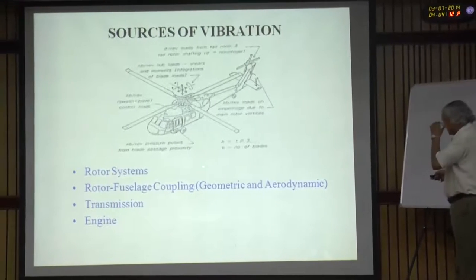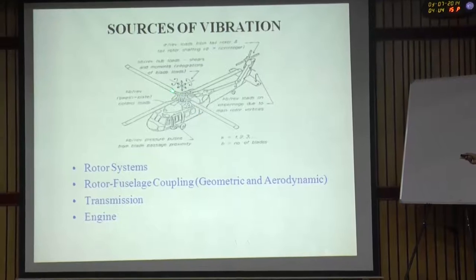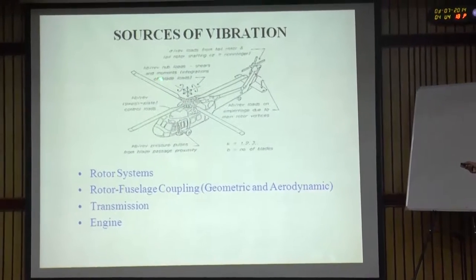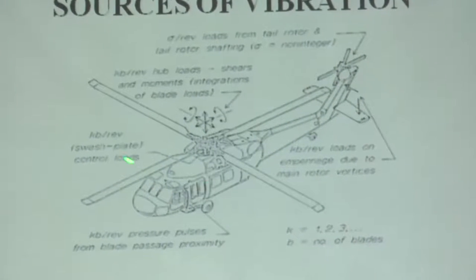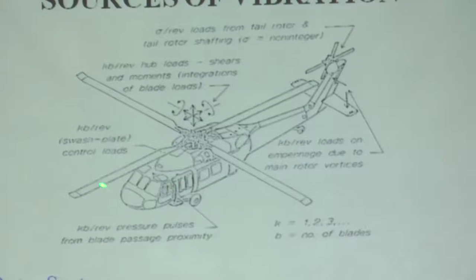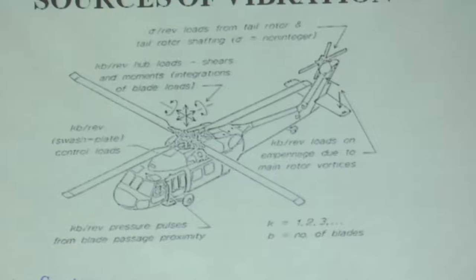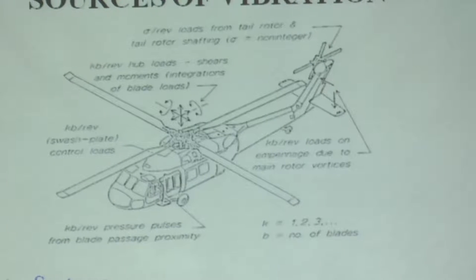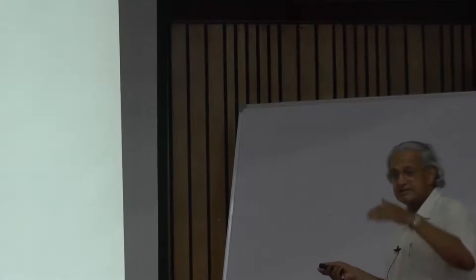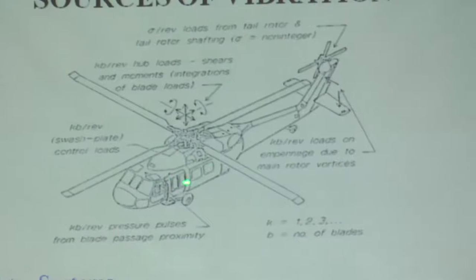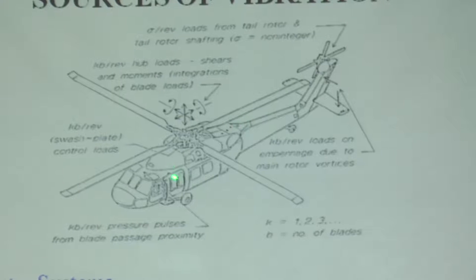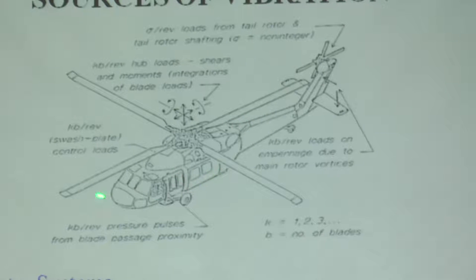Why is it vibrating? You have a helicopter. This is the rotor which keeps rotating, like a fan. And then you have a conventional tail rotor. When the helicopter flies, it is actually pushing the air down. When it pushes the air down and flies forward also, the flow goes over the fuselage. That is the rotor fuselage coupling. You can have mechanical coupling, you can have aerodynamic coupling. Then, because the rotors are there, you have transmissions, then the engine, all of them really vibrate.